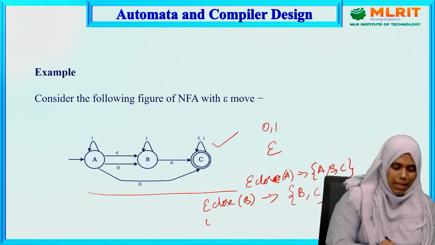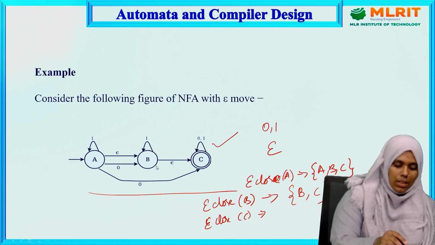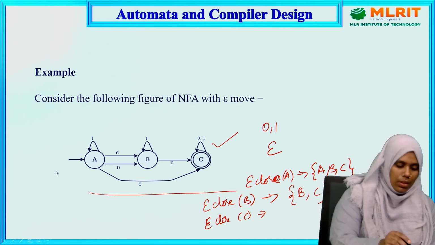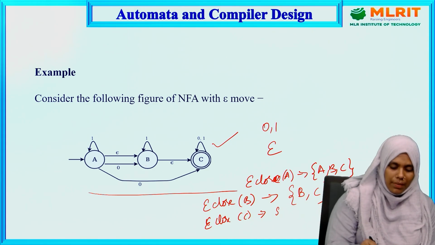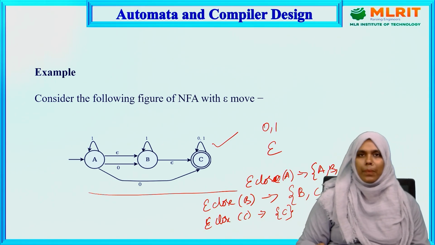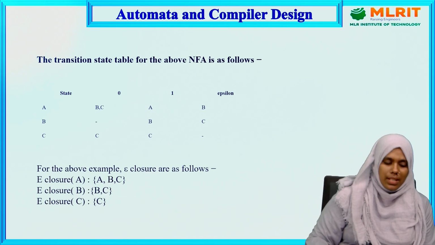In the same way, epsilon closure of C. Now, do we have any epsilon transition from C to any other state? No. Then what can we write? We have to write simply the present state instead of writing any null state. Okay, so this is the epsilon closure of a given transition diagram.